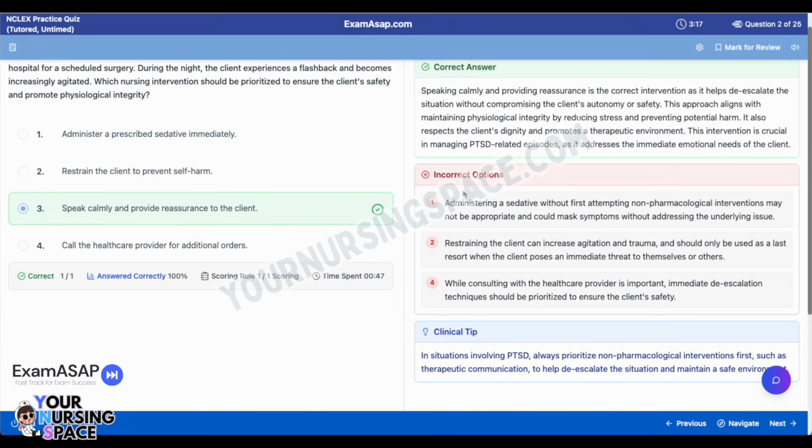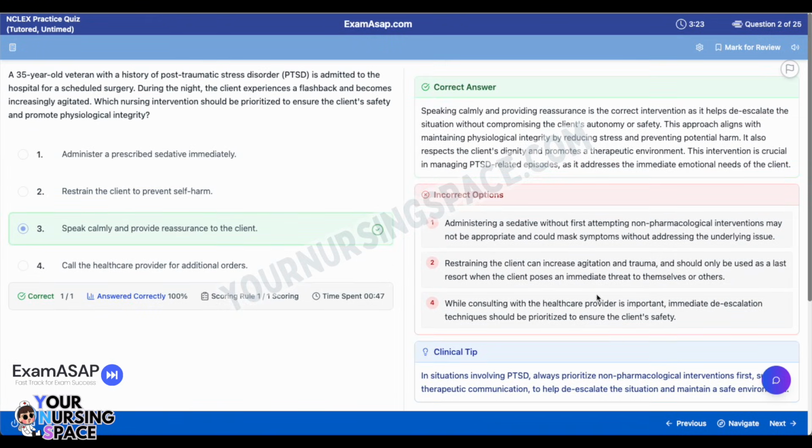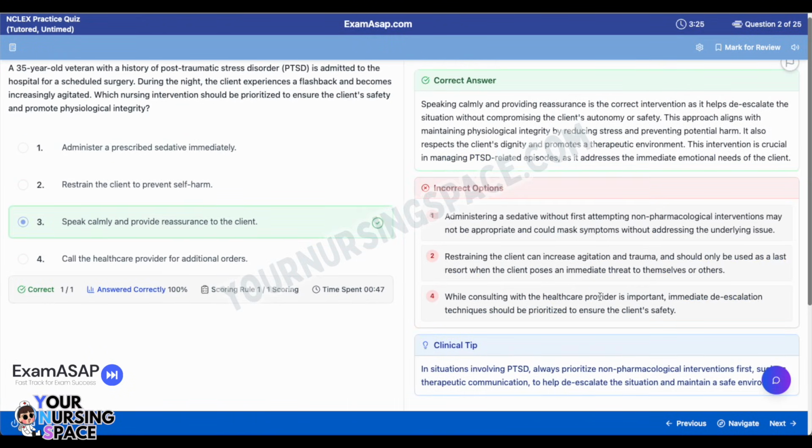The correct answer is C. Rationale. Correct answer C. Speaking calmly and providing reassurance is the correct intervention, as it helps de-escalate the situation without compromising the client's autonomy or safety.